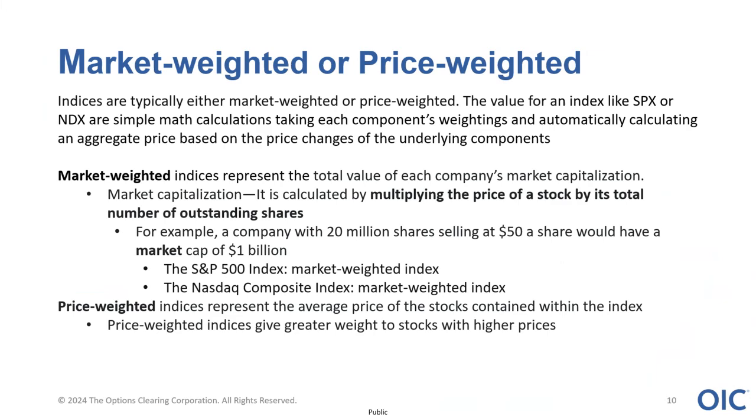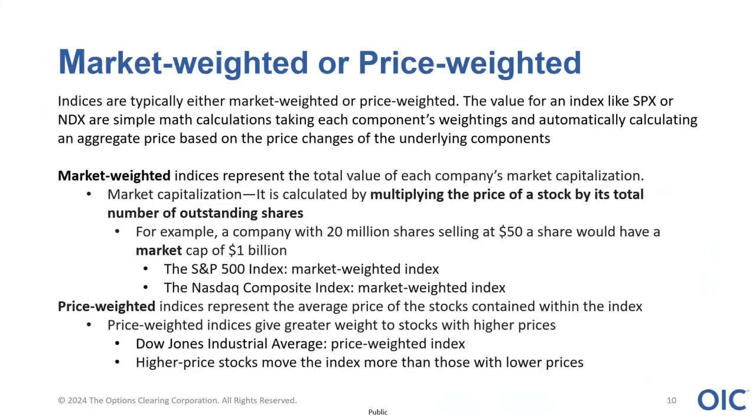Price weighted indices give greater weight to stocks with higher prices. They don't do this on purpose; it's just a function of how the math works. If there are 10 parts of an index and it's price weighted, and one of the stocks is trading at $50 and the others are trading at $10, when the $50 stock moves around, it's going to move the index more because it is a larger part of the overall number of that index. The Dow Jones is a price weighted index, and thus higher priced stocks move that index more than those with lower prices within that index. I hope that makes sense.